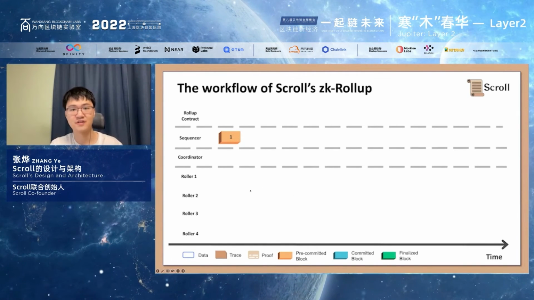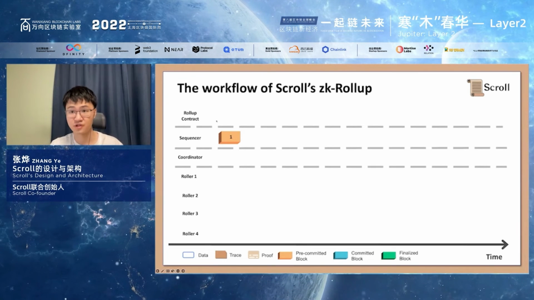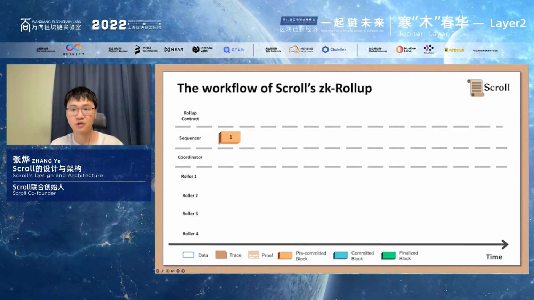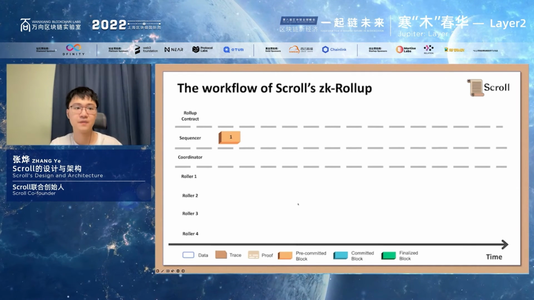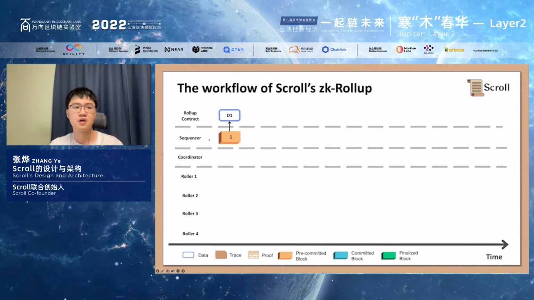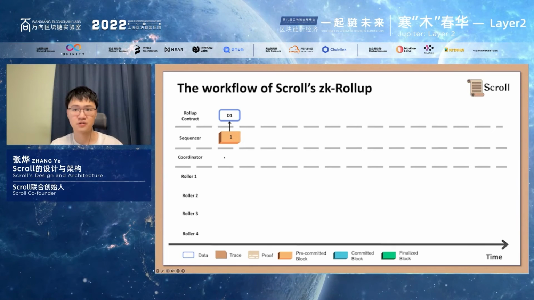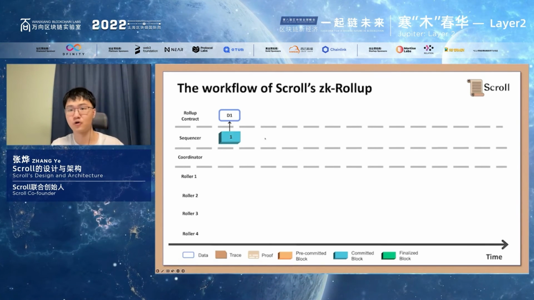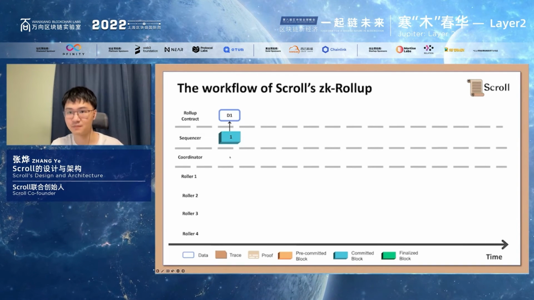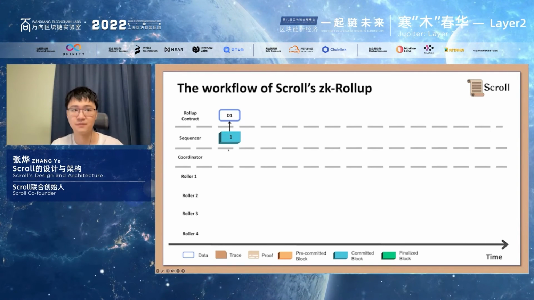Once you send a transaction to the sequencer, and the sequencer generates a layer 2 block, you get pre-committed. So this is for the pre-committed block. The next step is that the sequencer will upload this block data to layer 1, to this rollup contract, and then you will get a committed block. Your status will become committed.